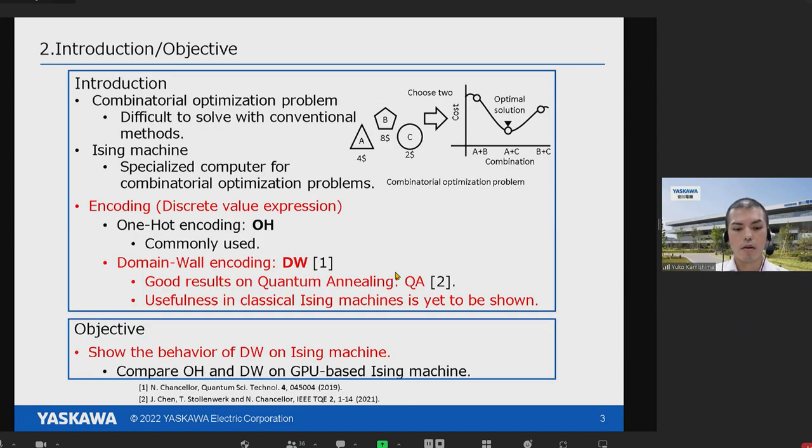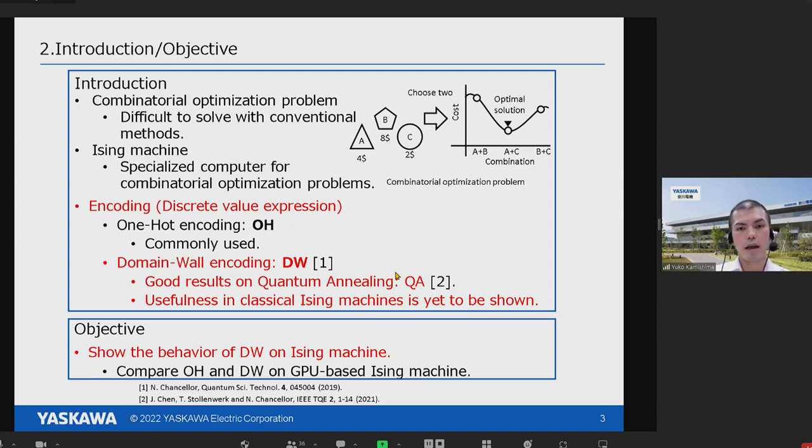So the introduction. It is well known that combinatorial optimization problems are difficult to solve with conventional methods. To solve this problem, specialized computers like Ising machines are studied. Ising machines require an encoding method to express discrete values. This is because only QUBO models, which consist of quadratic binary variables, can be solved with the Ising machine. One-hot encoding is a common method used, and domain wall encoding is another method that we can use.